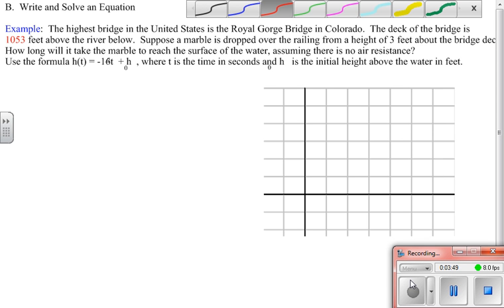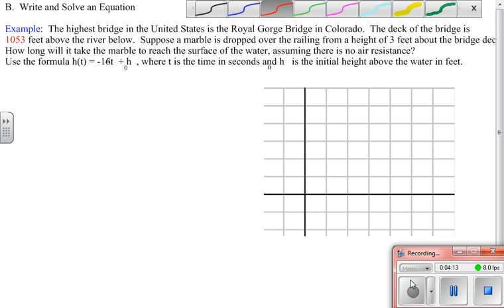So we're going to start with this example, this word problem here. The highest bridge in the United States is the Royal Gorge Bridge in Colorado. The deck of the bridge is 1,053 feet above the river below. Suppose a marble is dropped over the railing from a height of 3 feet above the bridge deck. How long will it take the marble to reach the surface of the water, assuming there's no air resistance?